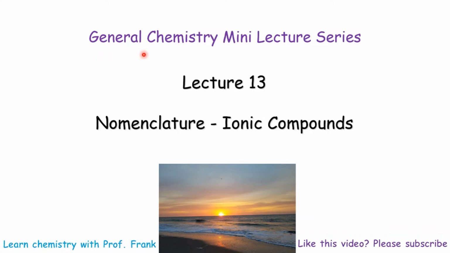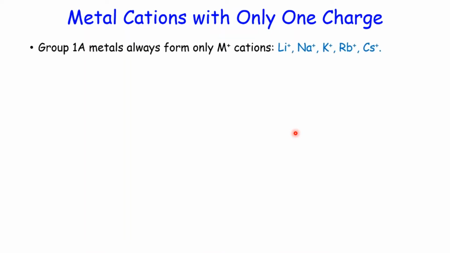Welcome back to General Chemistry Mini Lecture Series, Lecture 13. Today we are going to go over the second part of nomenclature, ionic compounds. This is actually a review of what we learned in the past.